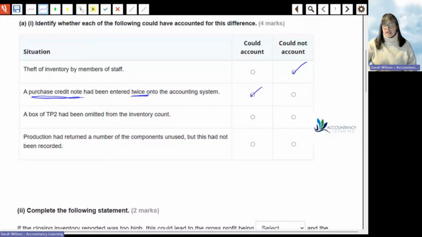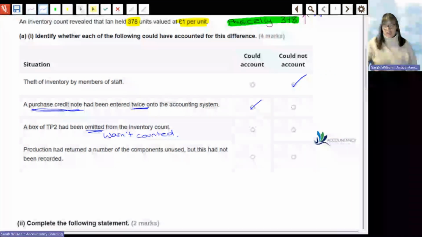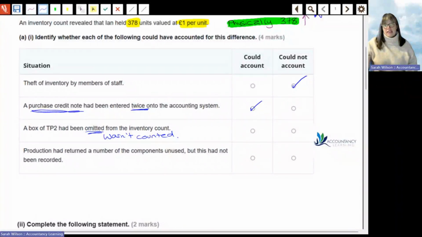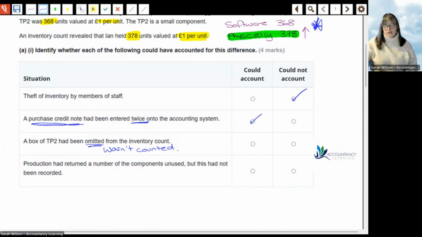A box of TP2 had been omitted from the inventory count. So this wasn't counted when they did the physical check of stock. If it's been omitted, then when they add it in, our physical stock would get even higher. So it doesn't account for the difference we currently have.